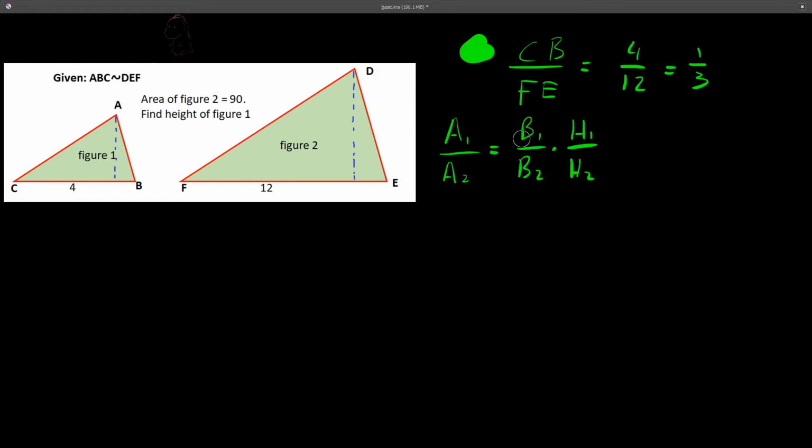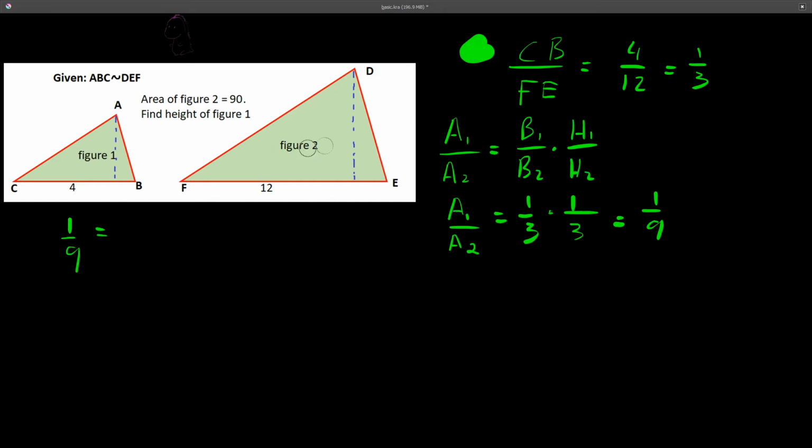Now, because base 1 over base 2 is 1/3, and we know that they're similar, the height 1 and height 2 also have the same ratio, so that's also 1/3. So the ratio of the areas is equal to 1 to 9. Now we can use that ratio. So 1 to 9 is the ratio of the small area to the large area.